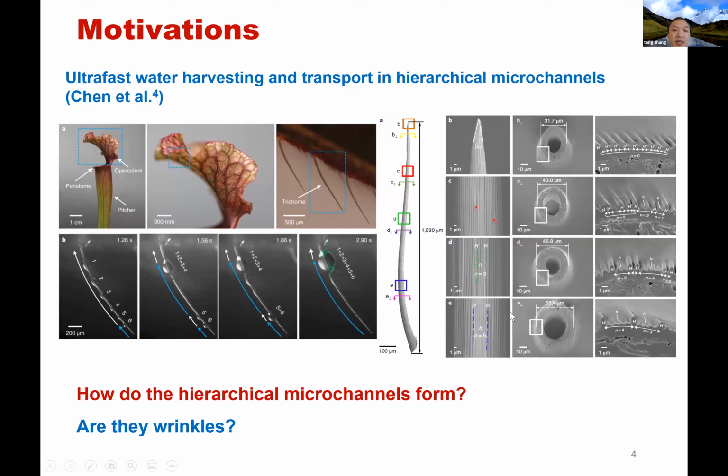For me, I'm interested in the question of how these hierarchical channels form, and whether they are wrinkles. We know that in a plant, you have a plant cell wall, and also you have a core, so you can see that there's a hollow structure. So we may be able to model this as a core-shell structure where the outer layer, the shell, grows faster, then you may see wrinkles, and this geometry may give you some additional factors to form a hierarchical microchannel.